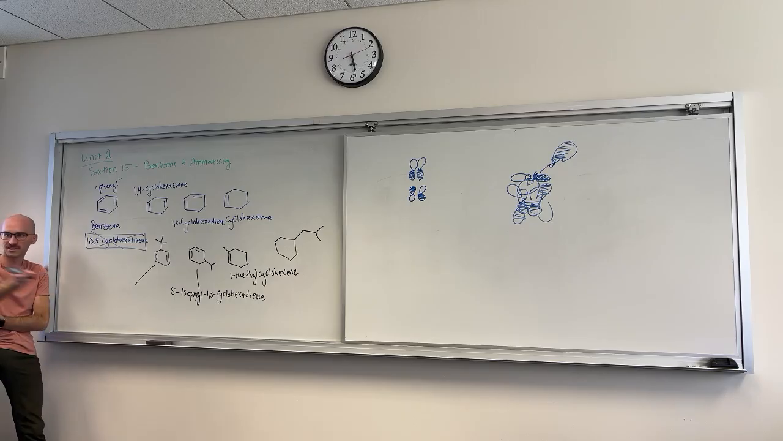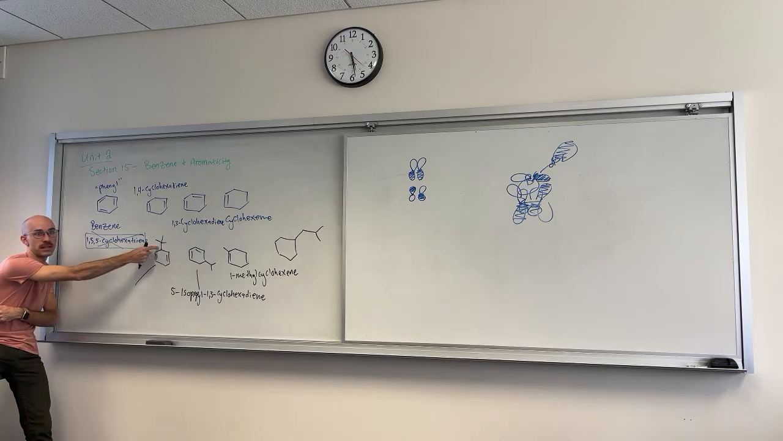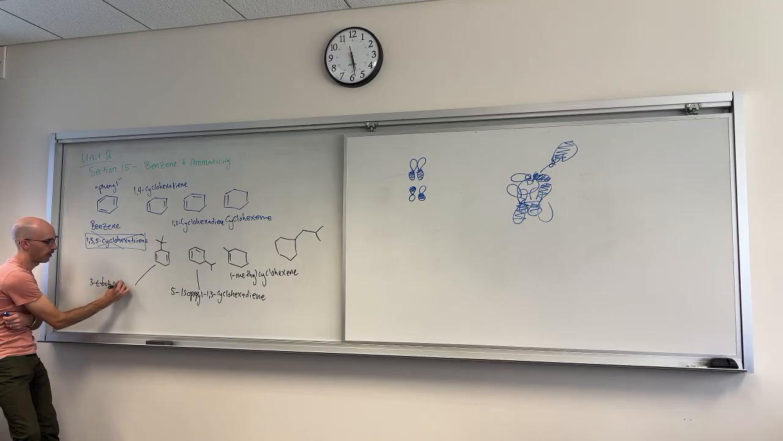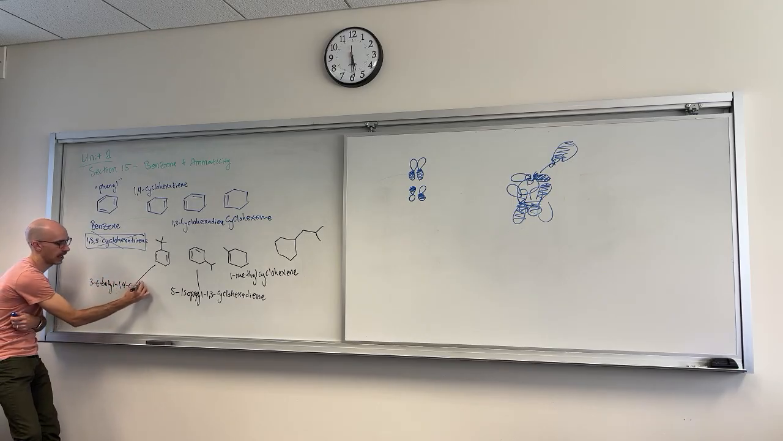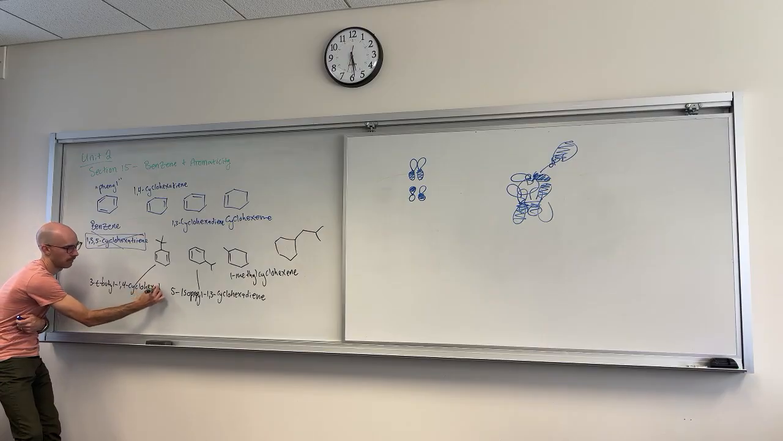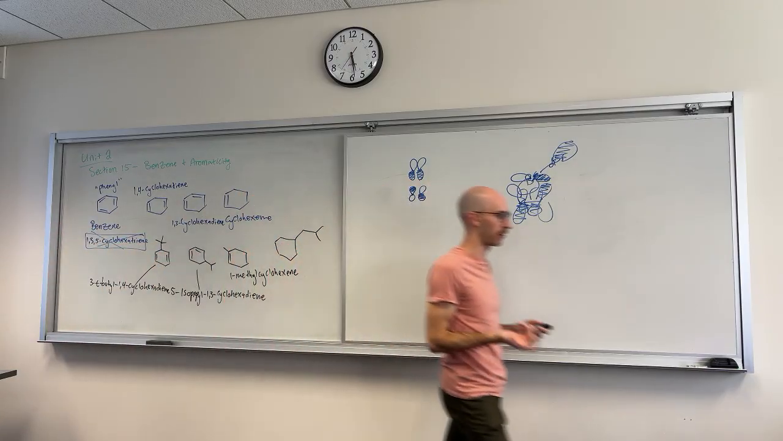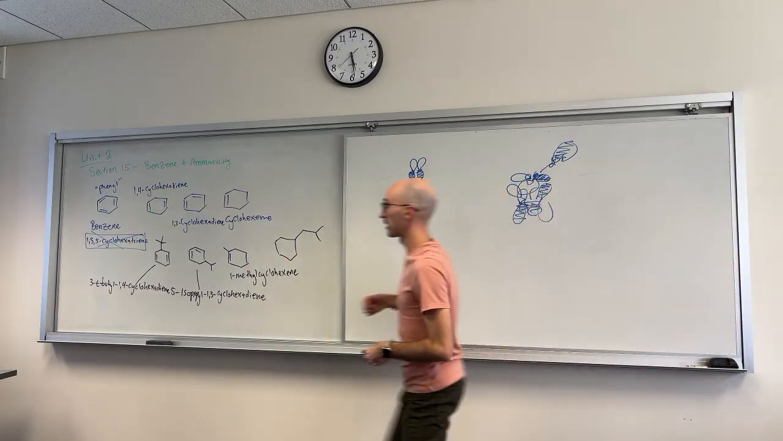Anyways, Jamie, what is it? Clockwise. Good. So, the locant position for tert-butyl: 1, 2, 3. 3-tert-butyl-1-cyclohexadiene. I don't want to call it that. You want to call it that, so that you get the points on the exam.